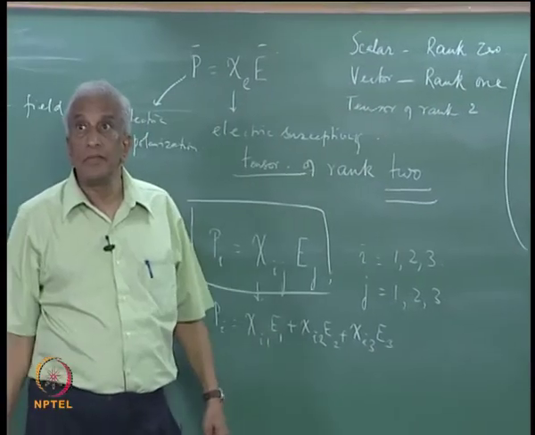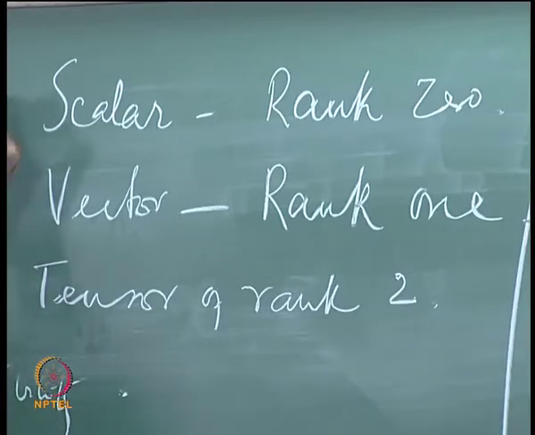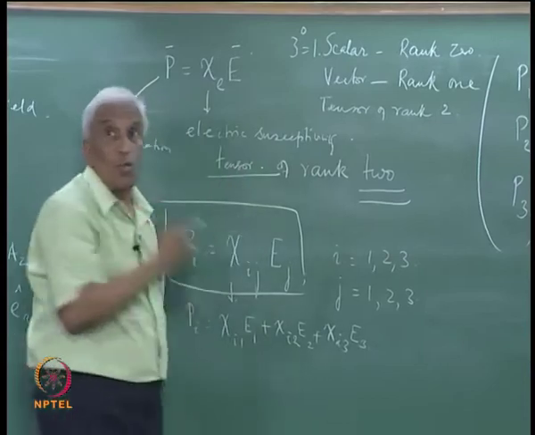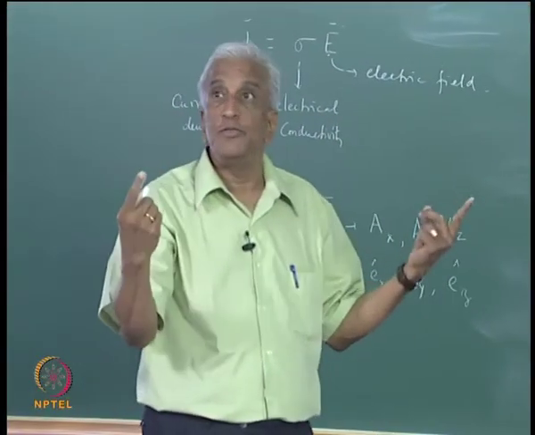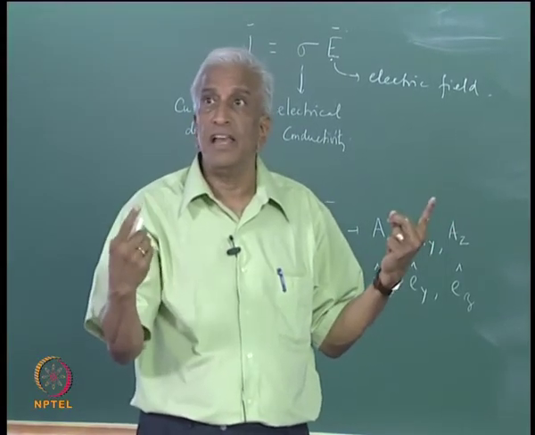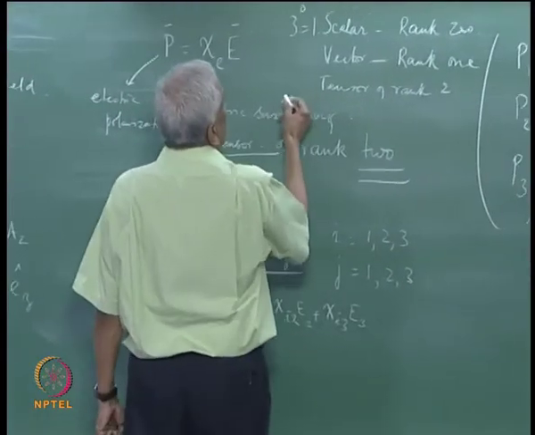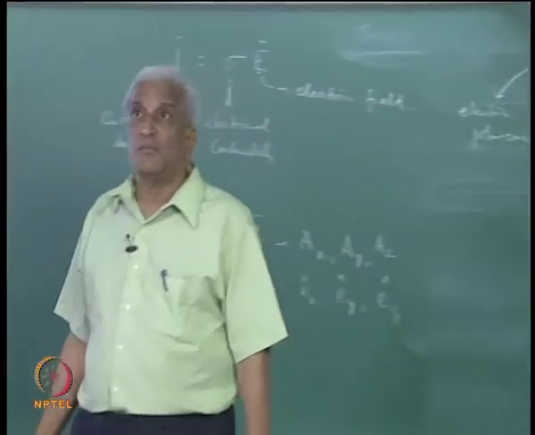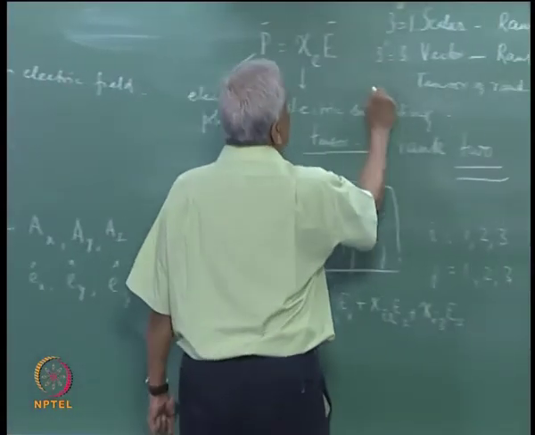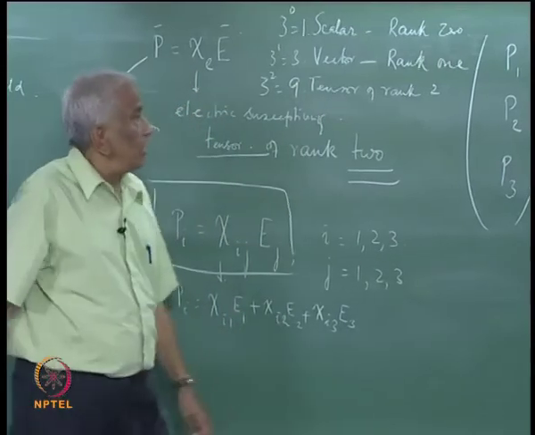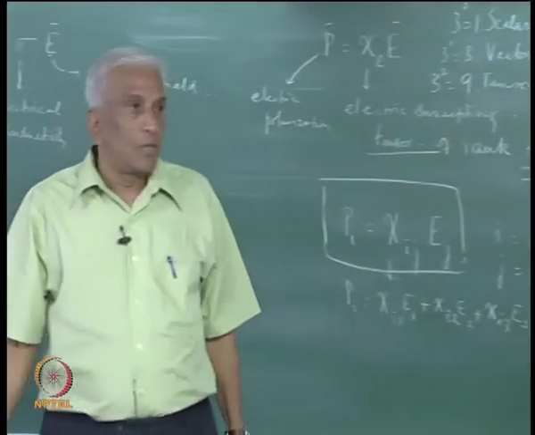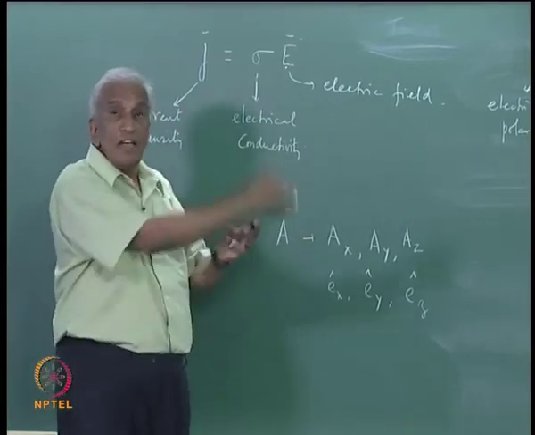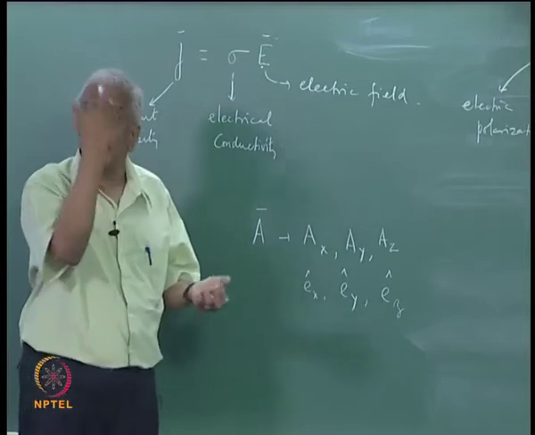What does this mean? In 3-dimensional space, 3 to the power 0 is 1, so a scalar has just one component. If you specify the magnitude of the scalar, you have everything about the scalar. Whereas, a vector has 3 to the power 1, which is 3 components, and a tensor of rank 2 has 3 square, 9 components as shown here. So, depending on the quantities involved in the relationship, you can have even tensors of rank 3, rank 4 and so on, higher order tensors.